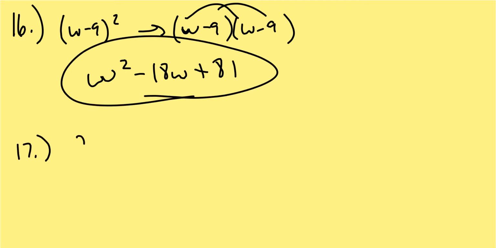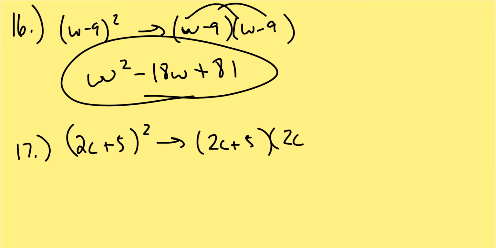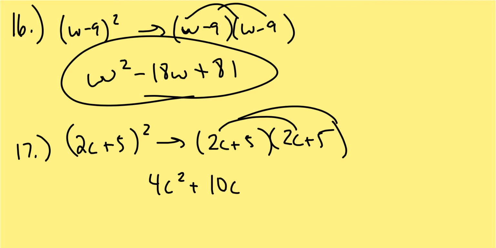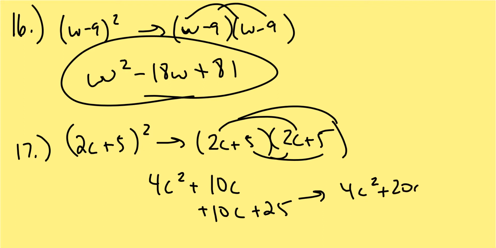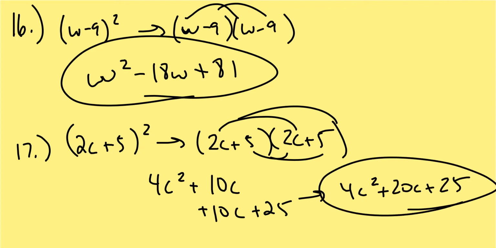17, I have 2c plus 5 squared. Remember, I'm going to write that as 2c plus 5, 2c plus 5. And now I'm going to use distributive property. So 2c goes to both. I end up with 4c squared plus 10c. Then 5 goes to both again, so I get plus 10c plus 25. So my final answer becomes 4c squared plus 20c plus 25.